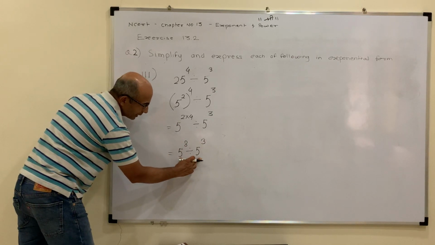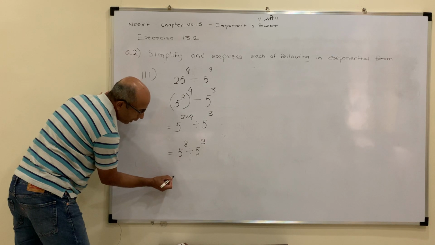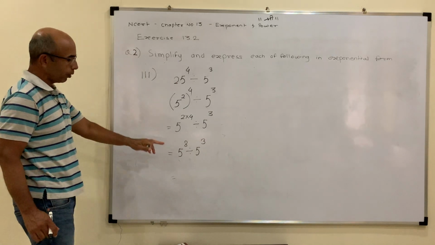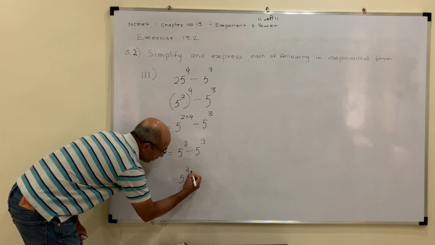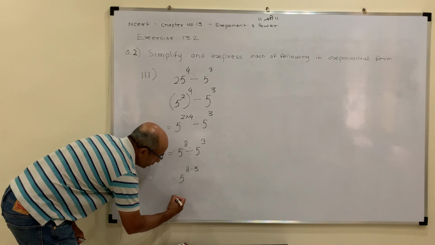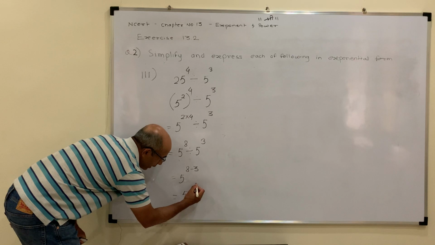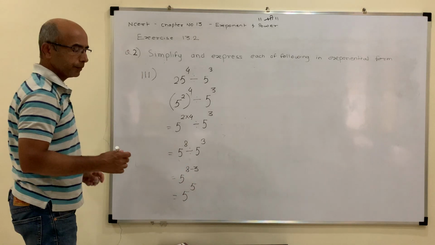So the base is same, operation is division. I will be subtracting power of denominator from the power of numerator. So 5 raised to 8 minus 3. So the ultimate answer will be 5 raised to 5.